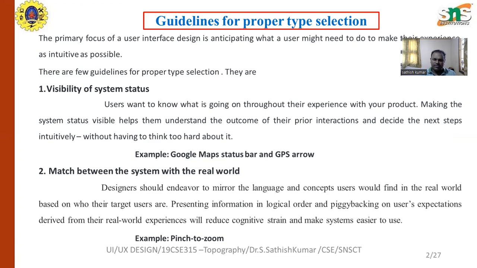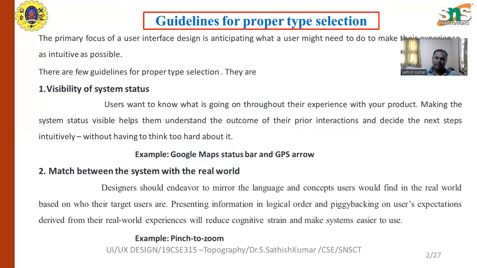So visibility of system status. If we are going from Coimbatore to Salem and you're connected with Google Maps or the GPS arrow, automatically the arrow will indicate wherever you are moving, and the directions will focus on the system status. If we are waiting for 10 minutes, the GPS arrow will reflect that particular time. So, visibility of system status.